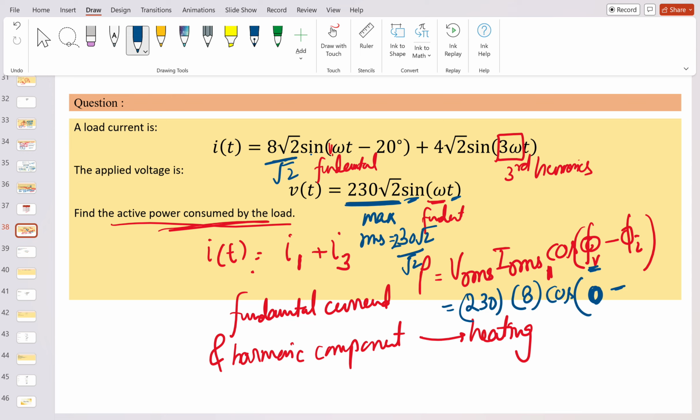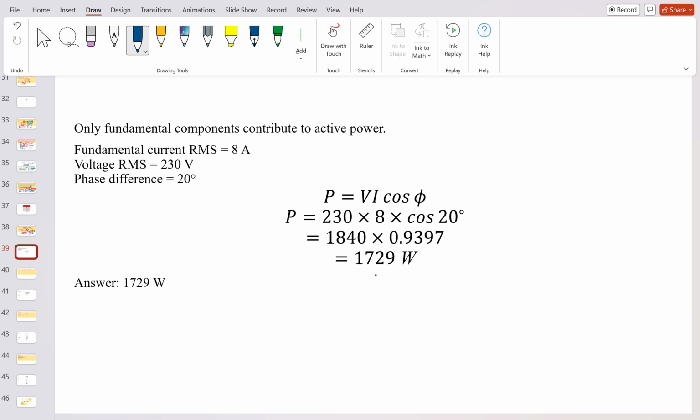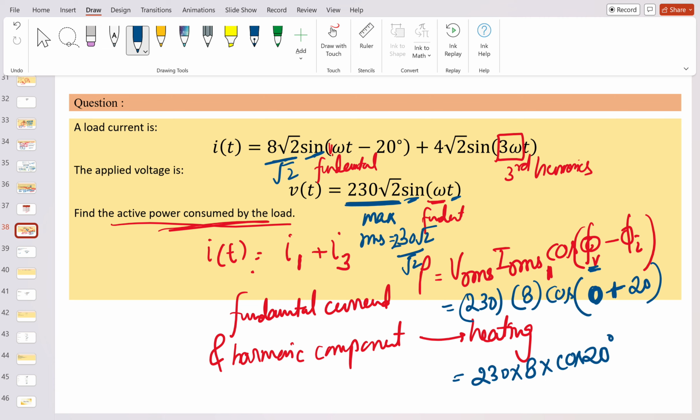Because both are in sine, you can directly add and subtract. What is minus theta I? Minus 20 degree, so it will come out to be plus 20. Okay. So this is basically 230 multiplied by 8 multiplied by cos 20. It will come out to be 1729 watt. Always remember that all the harmonic components will go into losses, heating losses. Fundamental will be utilized or consumed inside the load.